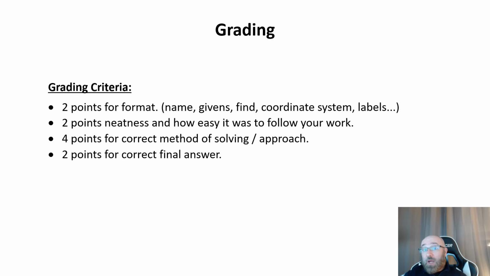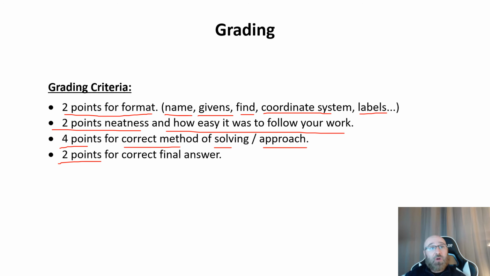So now as you're grading the other group's solution to your problem, I want you to go through using the same grading criteria that has been used for the homeworks and exams that you've turned in this semester. So we're going to use the same 10-point scale. We give 2 points for the format. Did they provide their name, the name of their group, the givens, the finds, the appropriate coordinate system, and any labels that are necessary? Is it neat? How easy is it for you to follow through their work? And then 4 points for the correct method, approach, governing equations. And last, 2 points, did they get the answer correct?